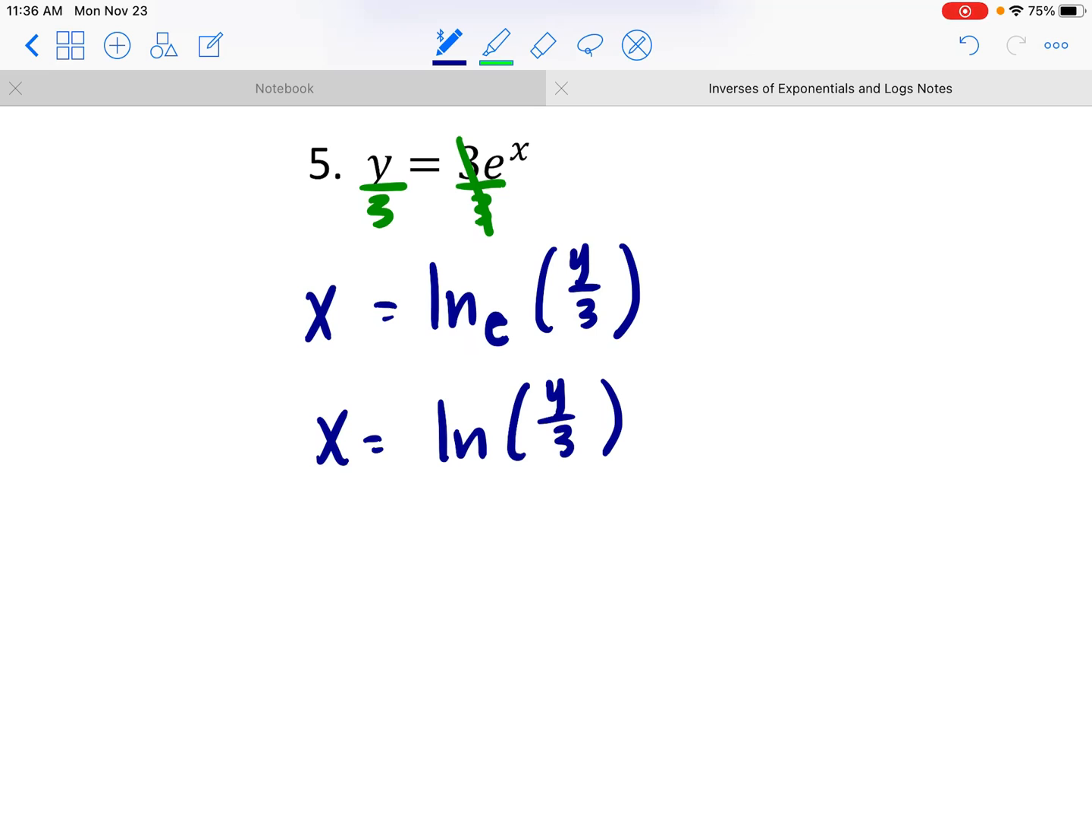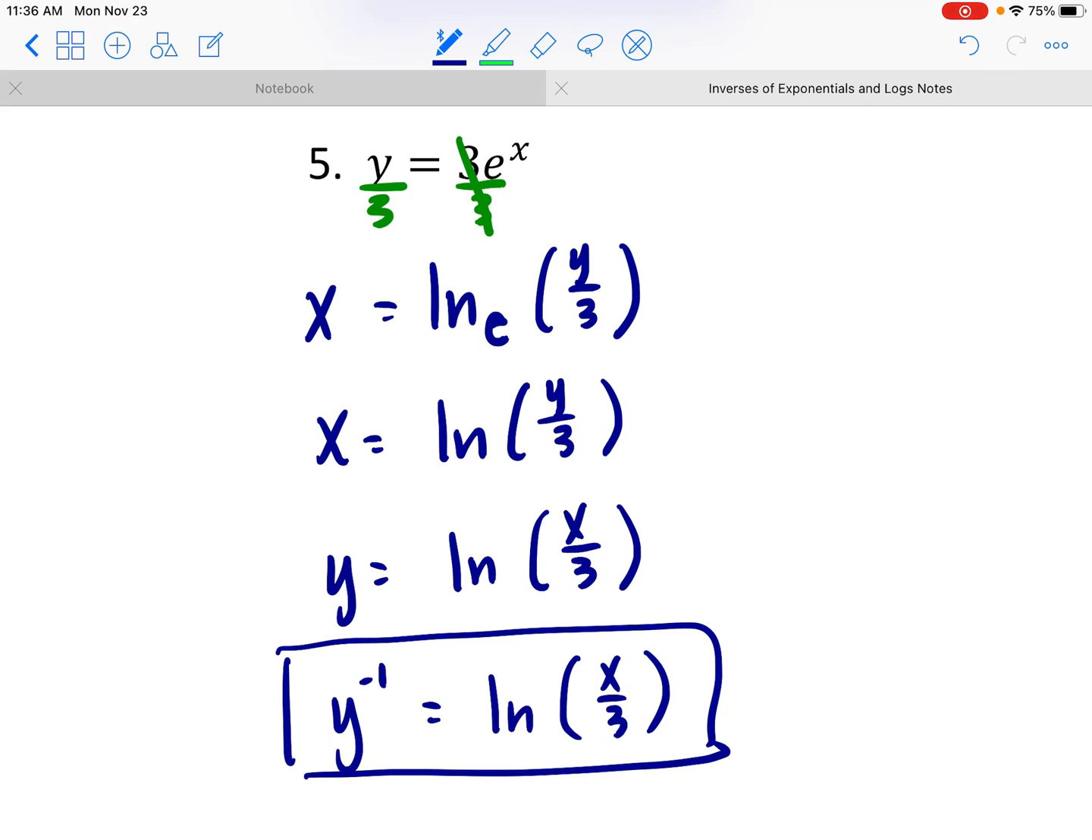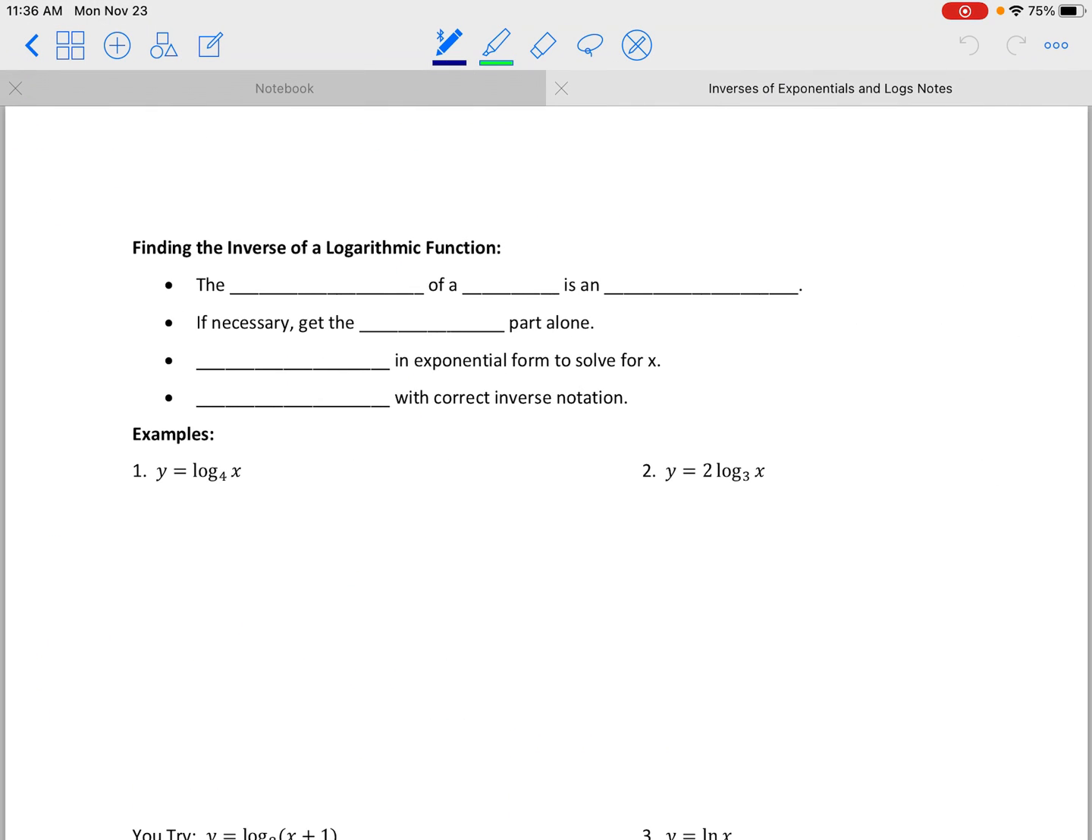x is alone. So now I'm going to switch x and y. So y equals the natural log of x over 3, and then we're done. We just need to call this the inverse. So y inverse is the natural log of x over 3. Okay? So we're trying to solve for x, which involves rewriting. Sometimes we're done. We may have to add or divide. Switch x and y, call it the inverse. Same steps we looked at before, it's just a little weird because we're not used to these exponentials and logs.